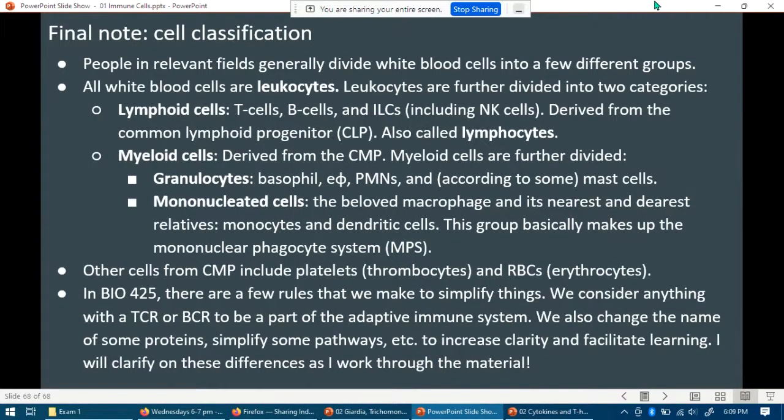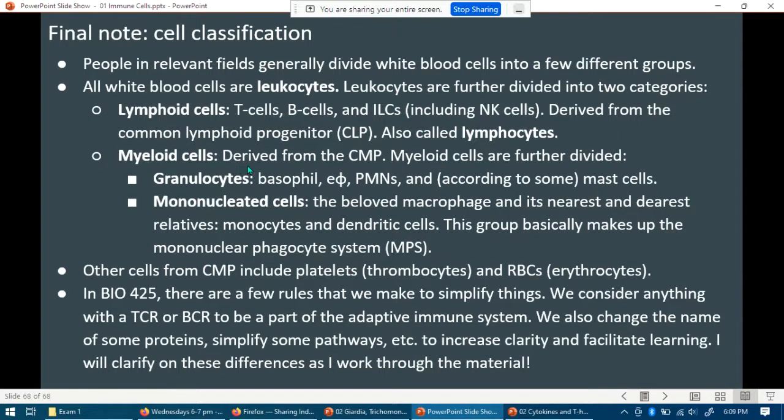One last note before we move on from the basic cells. People in fields relevant to immunology divide white blood cells into a few groups. All white blood cells are also called leukocytes, okay? Those are the same thing. Leukocytes can further be divided into two categories, lymphoid cells and myeloid cells. Lymphoid cells are T cells, B cells, and innate lymphoid cells. And of course, natural killer cells are a type of innate lymphoid cell. All of these are derived from the common lymphoid progenitor, and they start out in the bone marrow. You could also call these lymphocytes. They're lymphoid cells, they're lymphocytes.